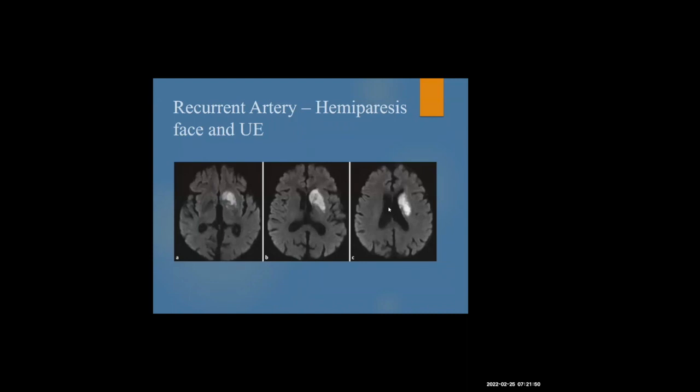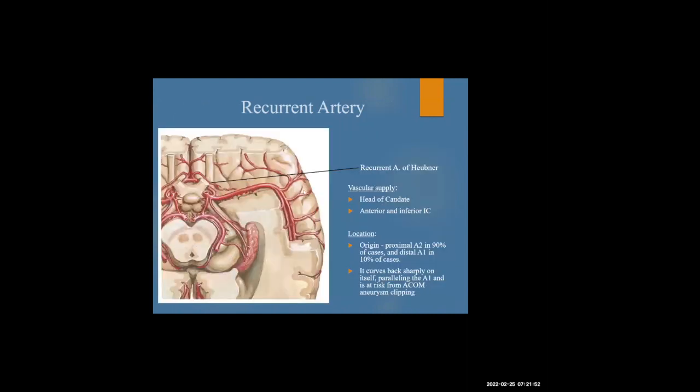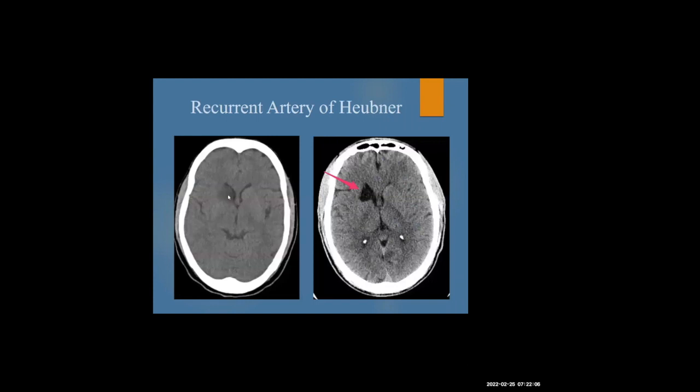Occasionally, in the setting of an anterior communicating artery aneurysm that's been clipped, you'll see inadvertent sacrifice or occlusion of the recurrent artery of Heubner. You have an aneurysm clipping in this region, and then you get this as an unintended consequence, a recurrent artery of Heubner stroke. So that's sometimes the clinical context you'll see it in as well.